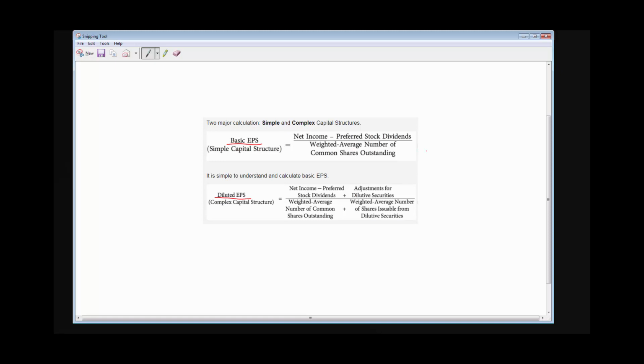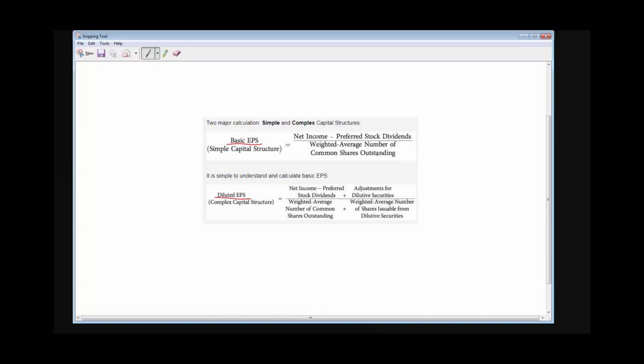Okay, for example, a company only has common equity and preferred stock. So the earnings per share is calculated by using the numerator, which is net income subtract preferred stock dividend. So their difference is profits available for common equity holders. The denominator is the average number of common shares outstanding.